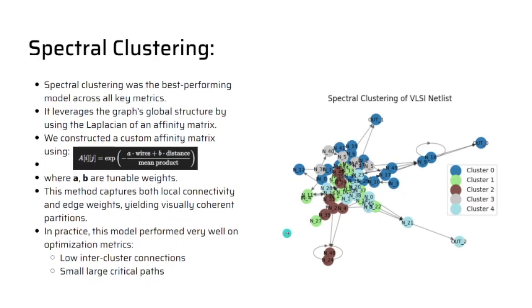Next was spectral clustering, which was our best performing model across all key metrics. It leverages the graph's global structure by using the Laplacian of an affinity matrix. This matrix we construct using the formula given here. This method captures both local connectivity and edge weights, yielding visually coherent partitions.